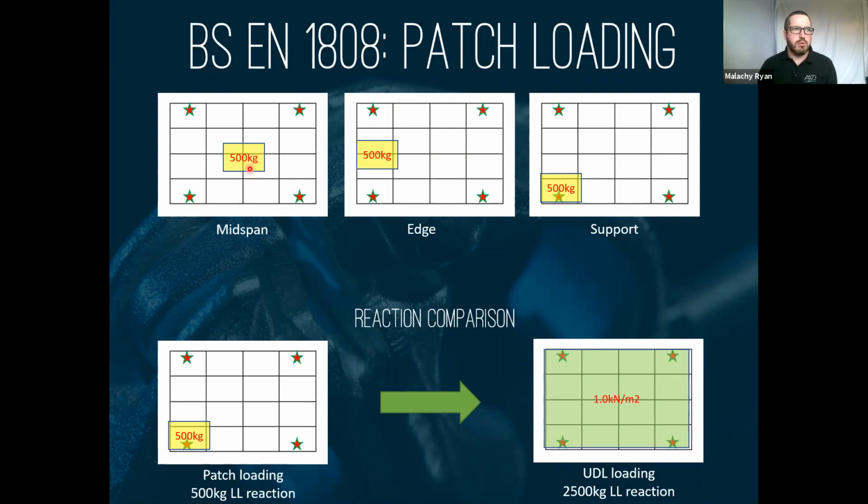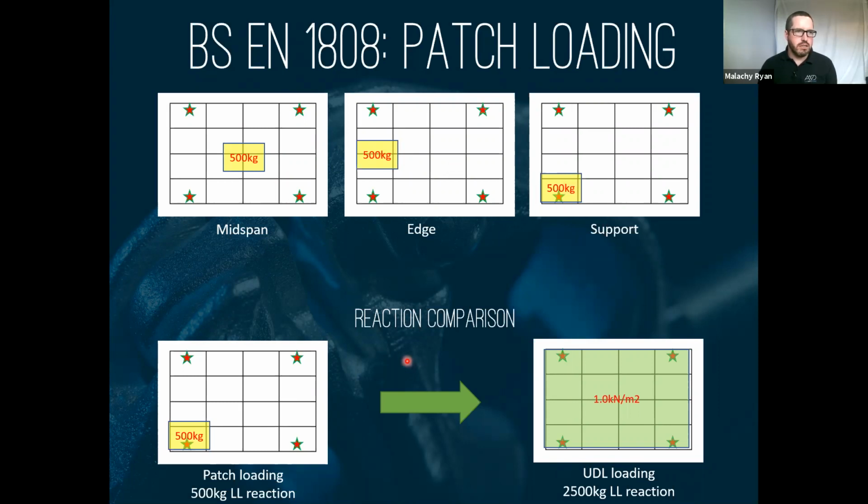And you apply that at midspan. You apply it between the 2 edges, the edge between 2 supports, and you'd apply it at support. So you're basically getting your worst case moment at midspan, the worst case moment between supports, and the worst case reaction at a cable.